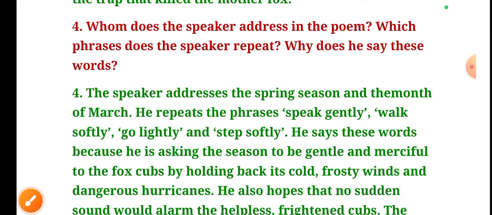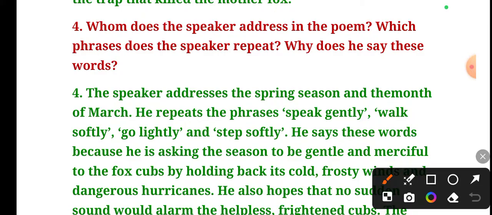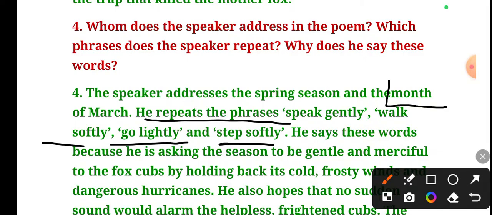Question 4. Whom did the speaker address in the poem? Which phrases does the speaker repeat? Why does he say these words? So he addresses the spring season and the month of March. He repeats the phrases speak gently, walk softly, go lightly, step softly.